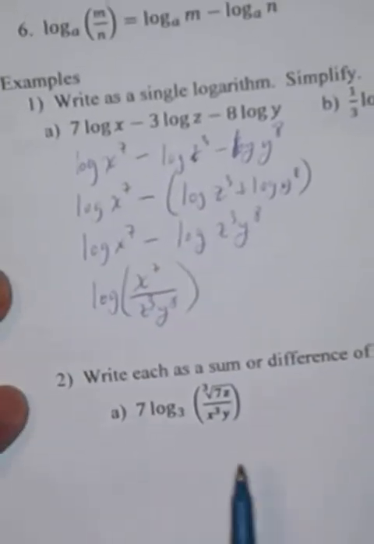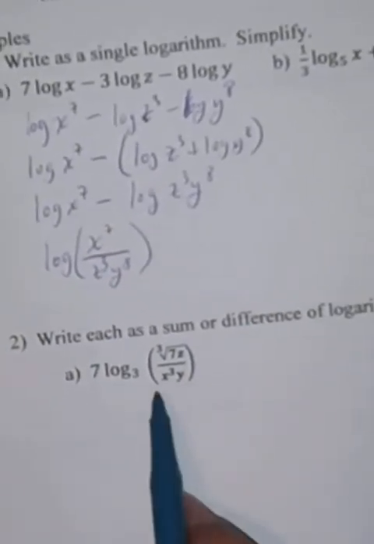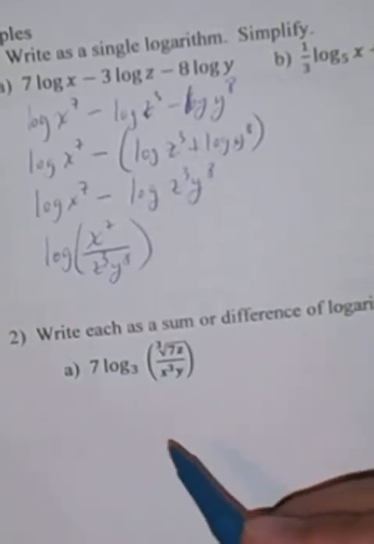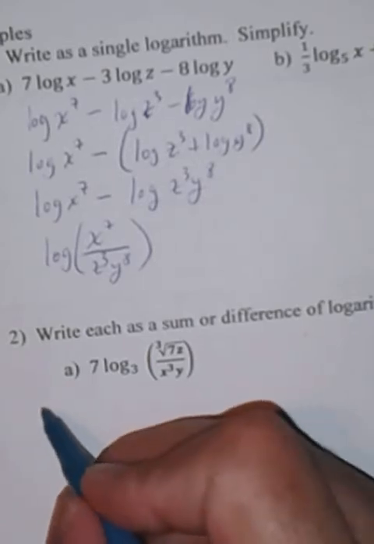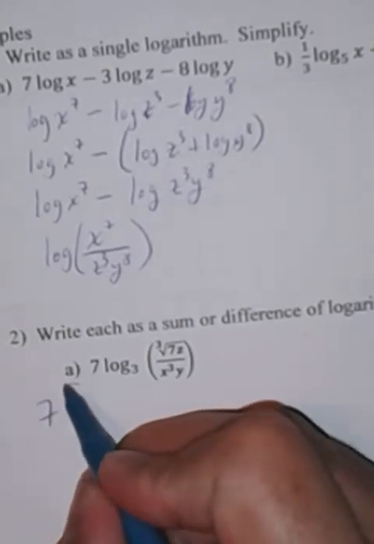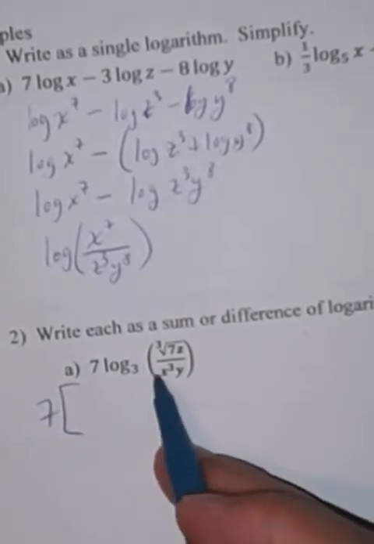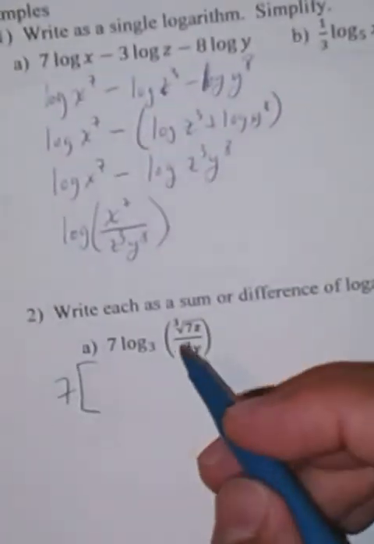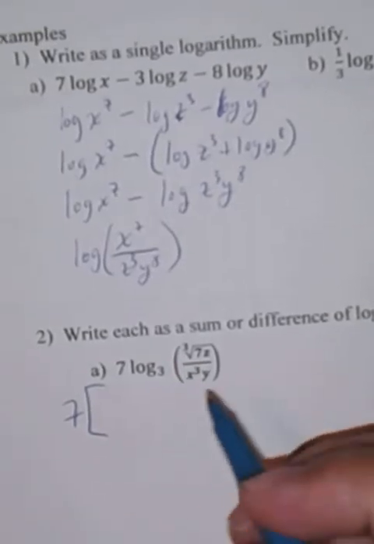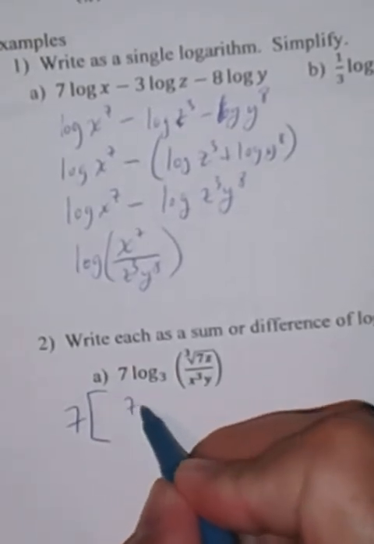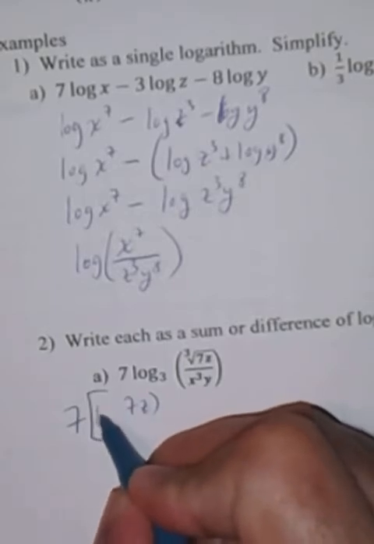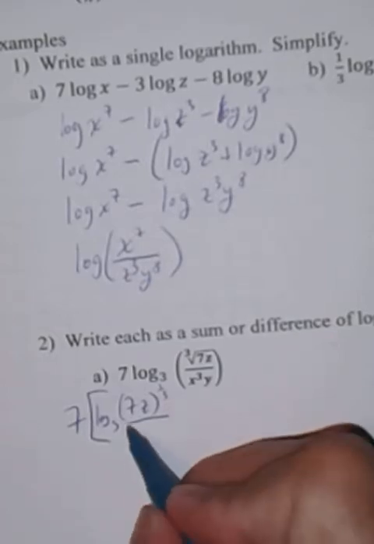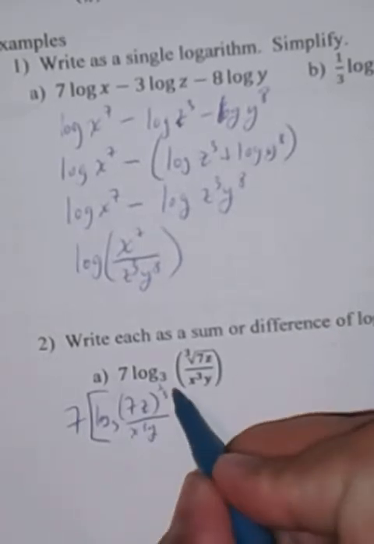All right, let's try number 2. Write each as a sum or difference of logarithms, and again, I'll start with number 1. So this one says 7 log base 3 of, so this is 7 times, and I'm going to leave the 7 out there, log base 3 of, right? So this one, we're going to use this rule. All right, so the cube root of 7z is 7z to the 1/3, log base 3. 7z to the 1/3 power over x to the 3rd y.